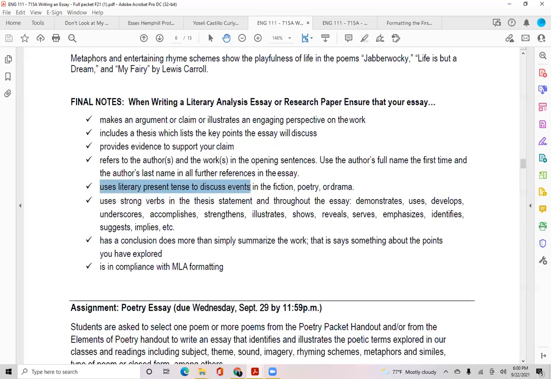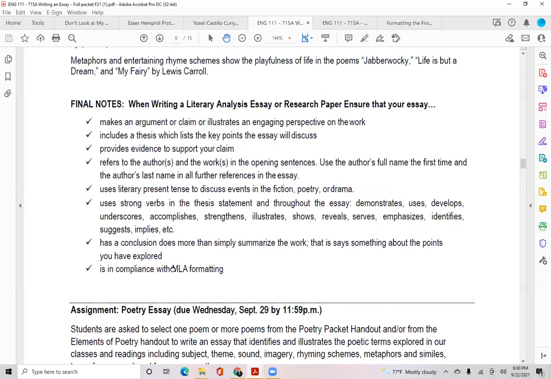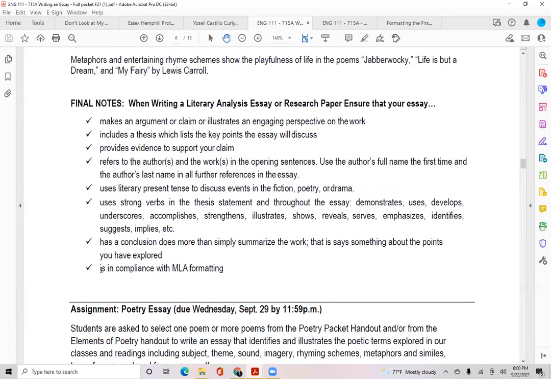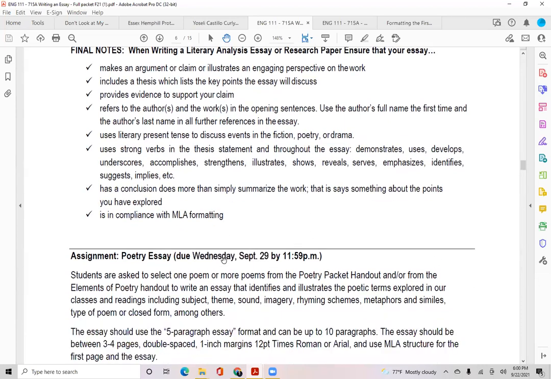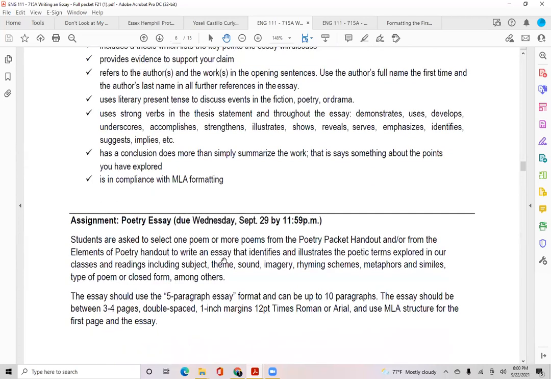Use literary present tense to discuss events in fiction, poetry, or drama. Use strong verbs. These are just some tips, right? Make sure that it has a conclusion that more than simply summarizes the work, and that it complies with MLA formatting. We haven't gone over that yet, but I'm going to do that on Monday.